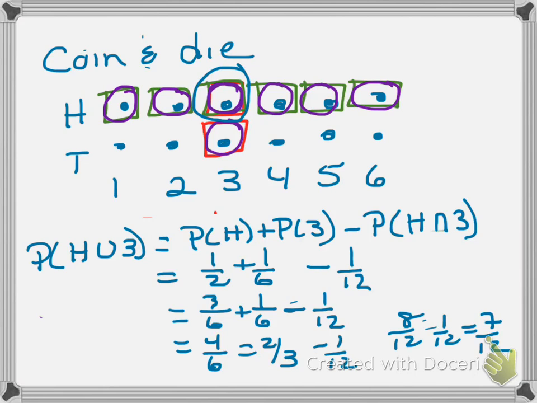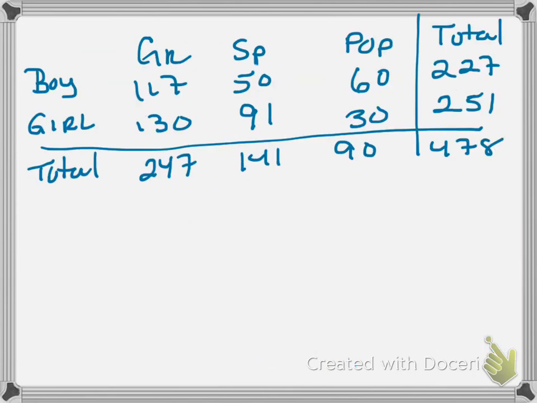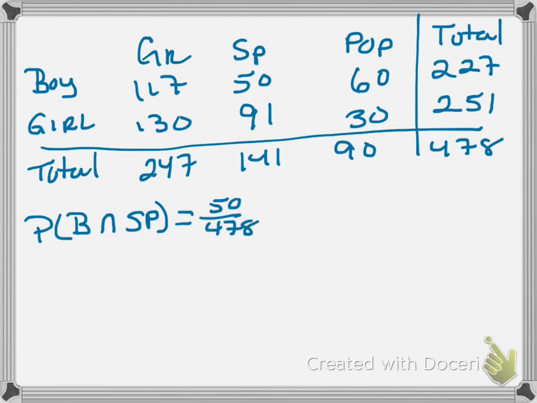Now I'm going to do it with table math. I did this table with conditional probability. We have gender, and we have what people think is important while they're in high school. What if I wanted to find the probability that somebody is a boy and they like sports? The intersection of that is 50 over 478.